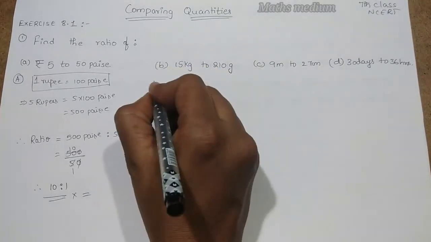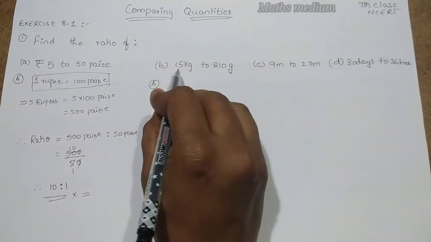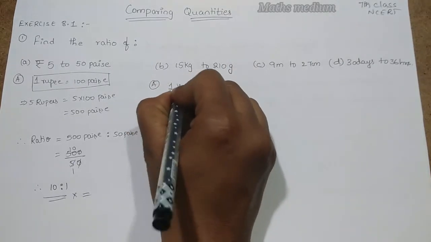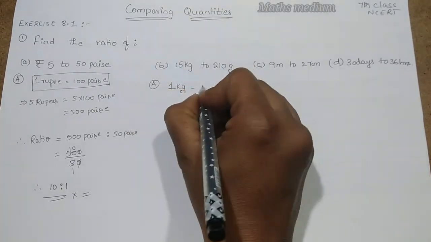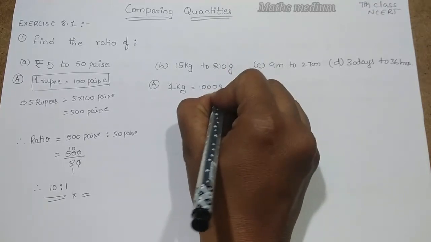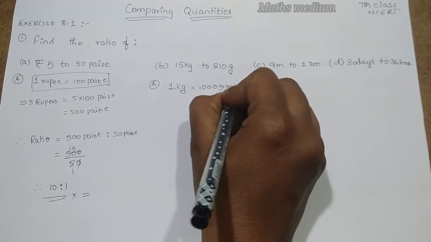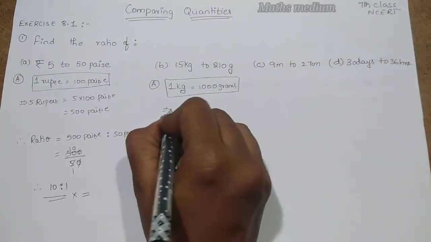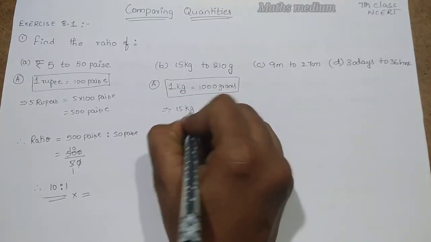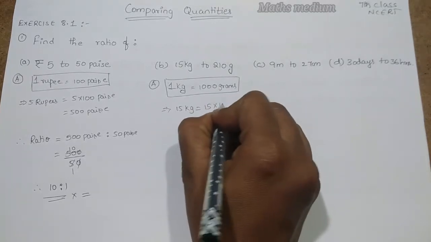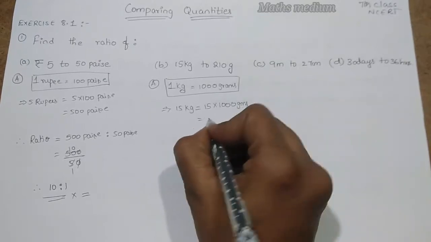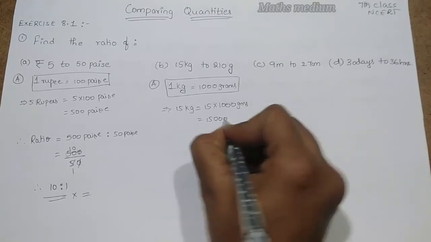Now question number B, 15 kgs to 210 grams. We know that 1 kilogram is equal to 1000 grams. So, by using this formula, we can convert this. So, 15 kg is equal to 15 into 1000 grams. So, 15,000 grams.